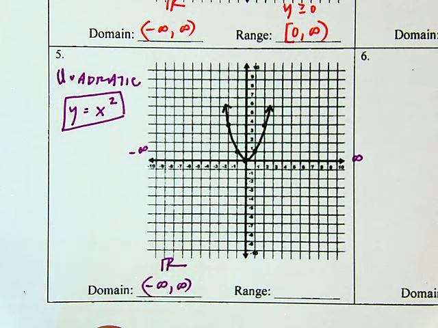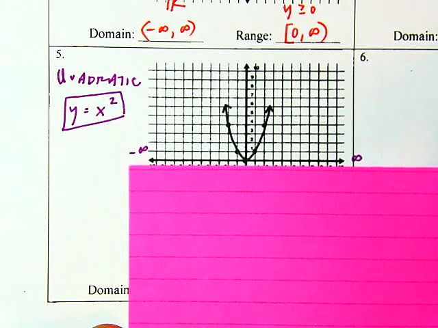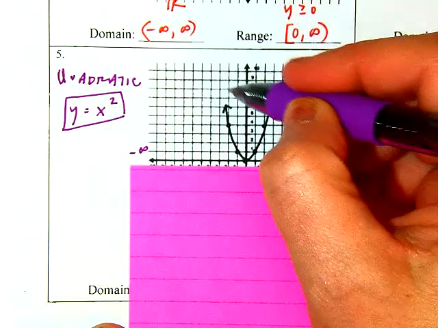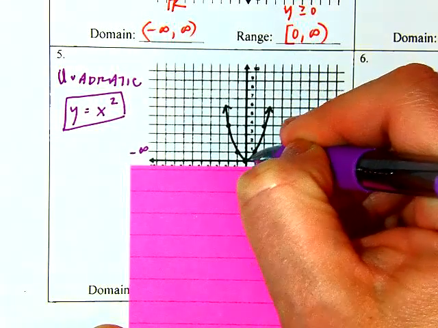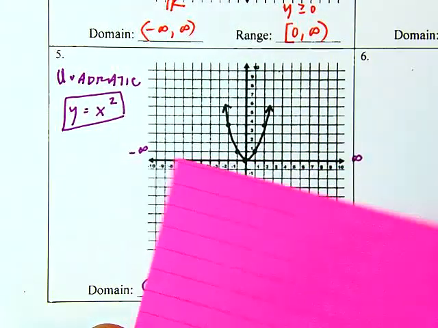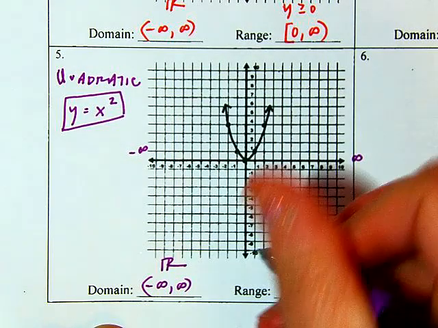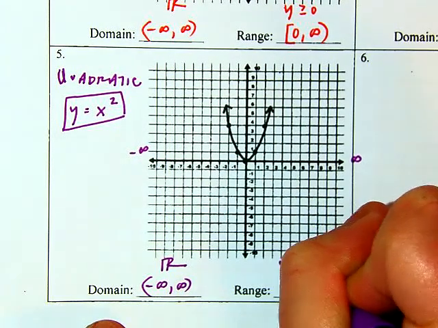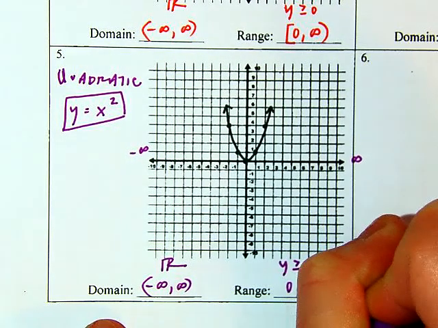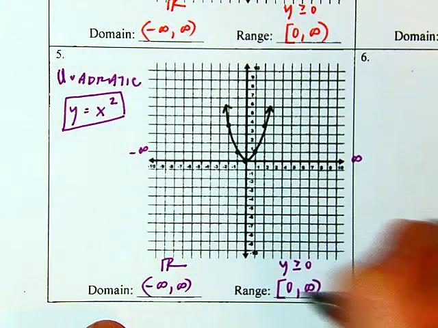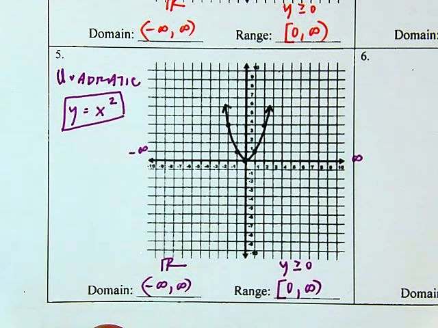How about my range? What can y be? Well, it can't be anything down below here, right? Can't be anything here. I see it's something big, comes down, hits 0, and then gets big again. So y has to be greater than or equal to 0. Or 0 to infinity. It can be 0, so it gets that hard bracket on the 0.